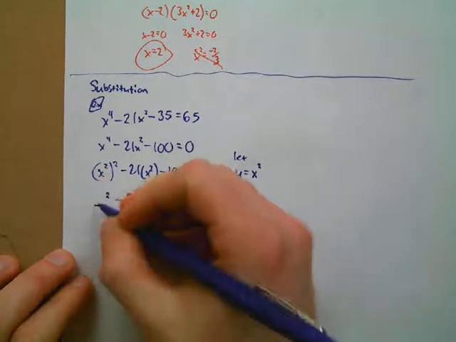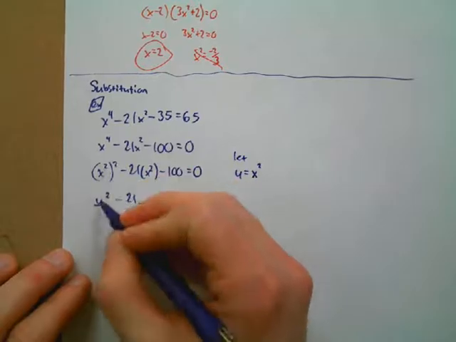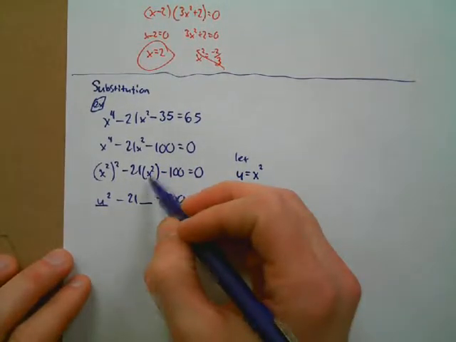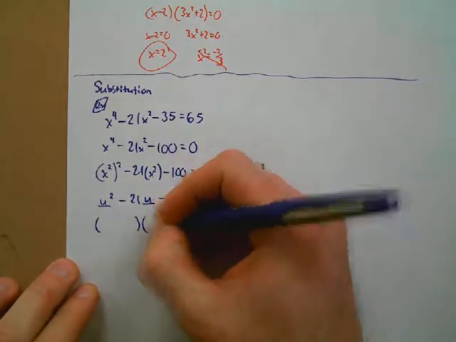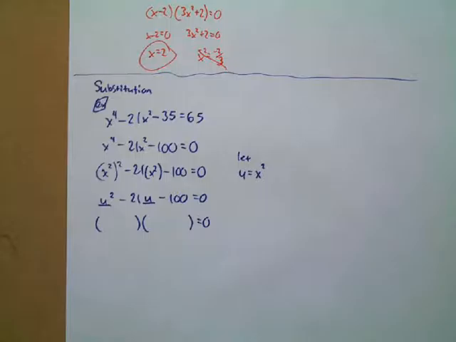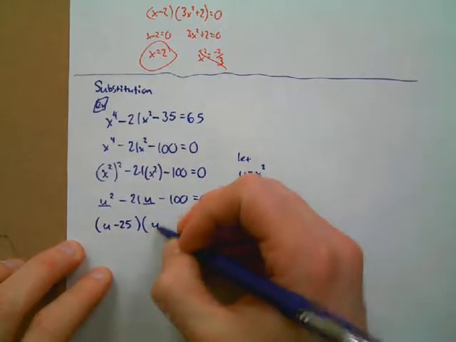And now we'll solve this problem, which is just a quadratic now at this point. So, what are two numbers that multiply to make negative 100, but add to make negative 21? Minus 25 and plus 4. And using the zero product property, u minus 25 equals 0, u plus 4 equals 0, and so we get u is 25 and u is negative 4.